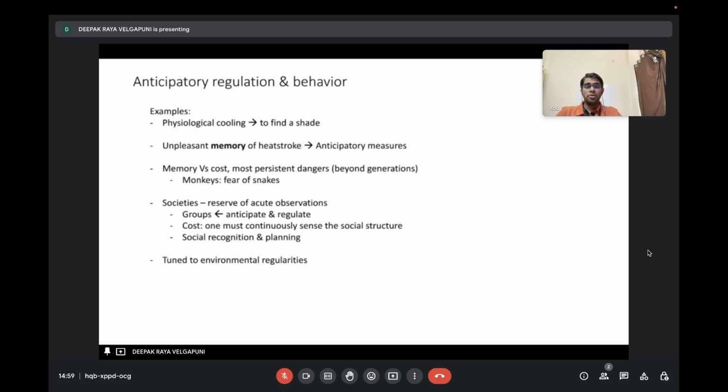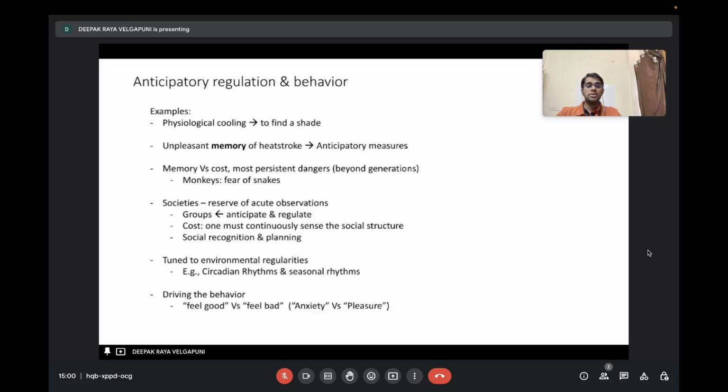Then, you're also tuned to environmental regularities, for example circadian rhythm and seasonal rhythms. Circadian rhythm is nothing but your sleep and wake cycle and how it progresses over the day. And seasonal rhythms are basically the best seasons to forage for food or for mating, etc. So our brain is also tuned to these environmental regularities, and these are all a few examples of anticipatory regulation. And you must also have some estimate to know whether you are living optimally. For that, whenever you reach a goal you feel good, and whenever you don't, you feel bad. This kind of regulation is also enabled by the brain.